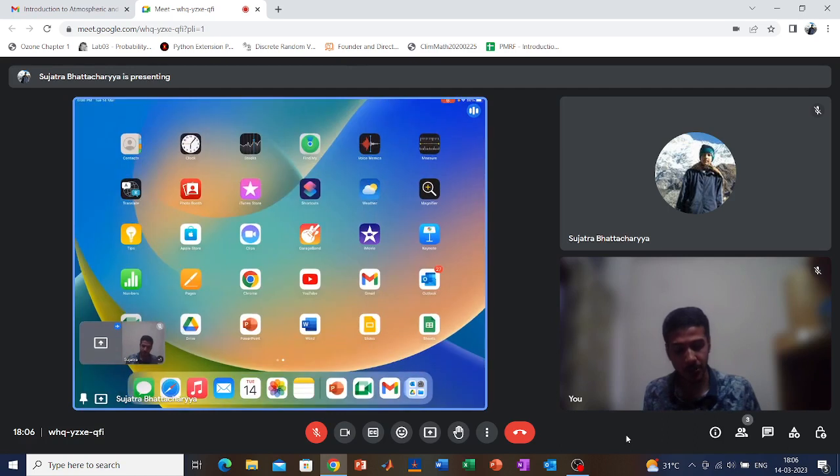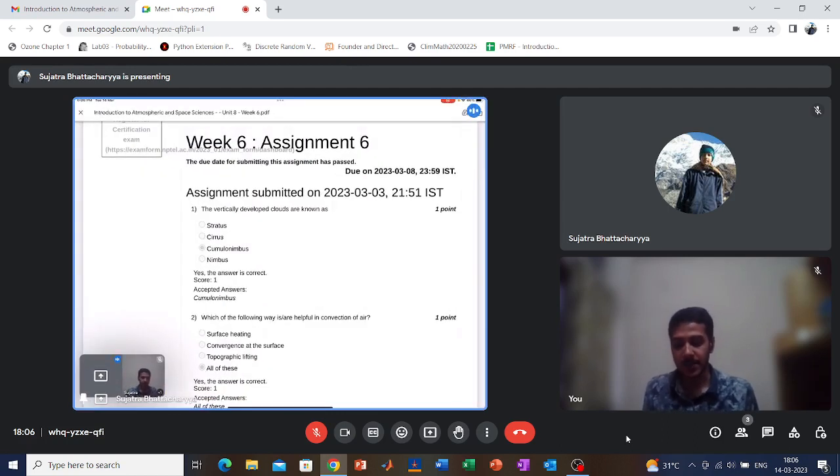Before starting, let's go to the assignment questions first. In week 6, assignment 6, the first question was: the vertically developed clouds are known as what? There are four options: stratus clouds, cirrus clouds, cumulonimbus clouds, and nimbus clouds. Other than cumulonimbus, the other three are not developing clouds. Stratus clouds are low level clouds, cirrus clouds are high level clouds, nimbus clouds are also in the lower levels. The only one that remains is cumulonimbus, which we call thunder clouds. They develop from the low level to the top of the atmosphere. So the right answer of this particular question is cumulonimbus.